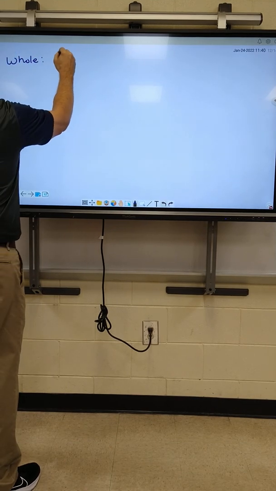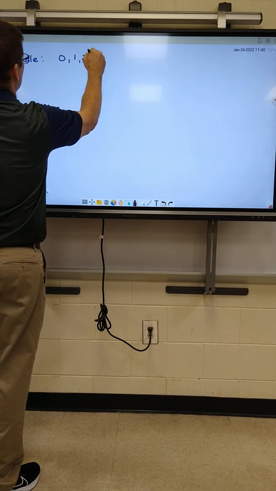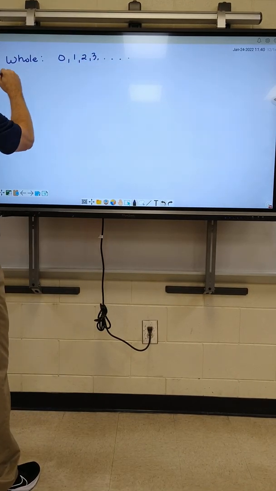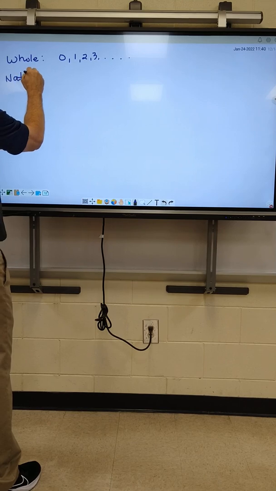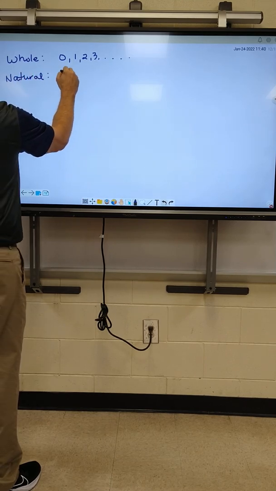Whole numbers start at 0, 1, 2, 3. Natural numbers start at 1.